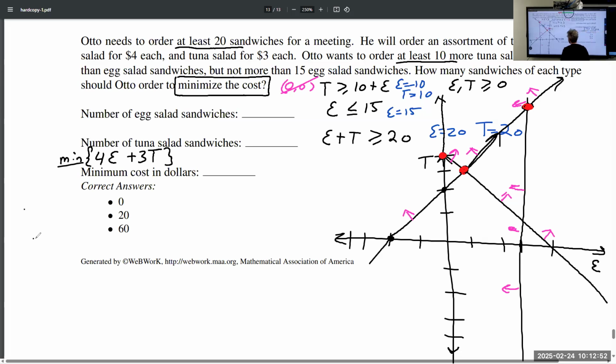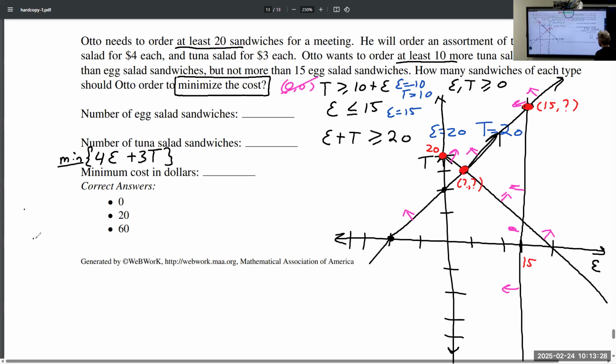So where are they? It looks like they're at 0, 20. That's at tuna equals 20. We're at their intersection, and then we're also at A equals 15. And we don't know what this is. We just know that that's 15. That's a mysterious point. And then here's the intersection. You have to find both of those. Okay. So I have 3 corner points that I'm interested in.